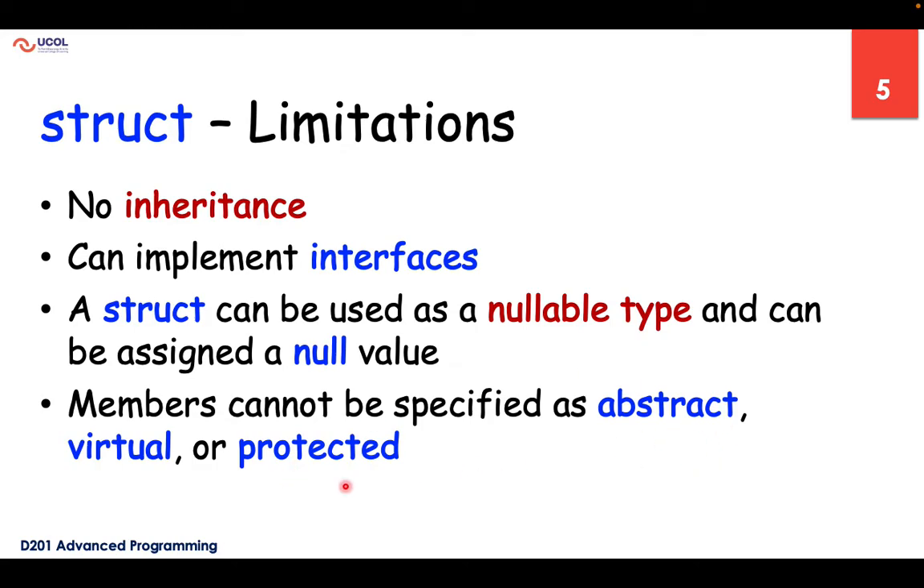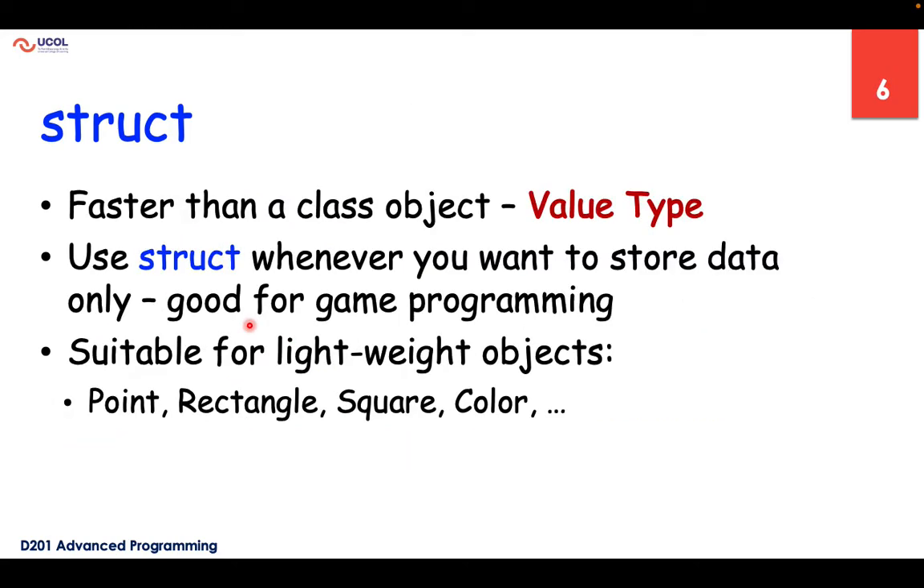So we can't have members which are abstract, virtual, or protected, which have meaning only for inheritance, and because there is no inheritance in the structure, we don't need them in the structure itself.